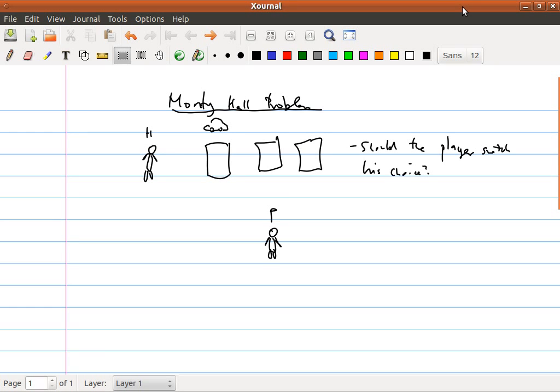Hello. Today I'd like to talk about a very famous puzzle known as the Monty Hall problem. Basically, this problem is about a game show. In the game show we have 3 doors here, and there's a prize behind one of the doors. So let's say there's a car here behind the first door.